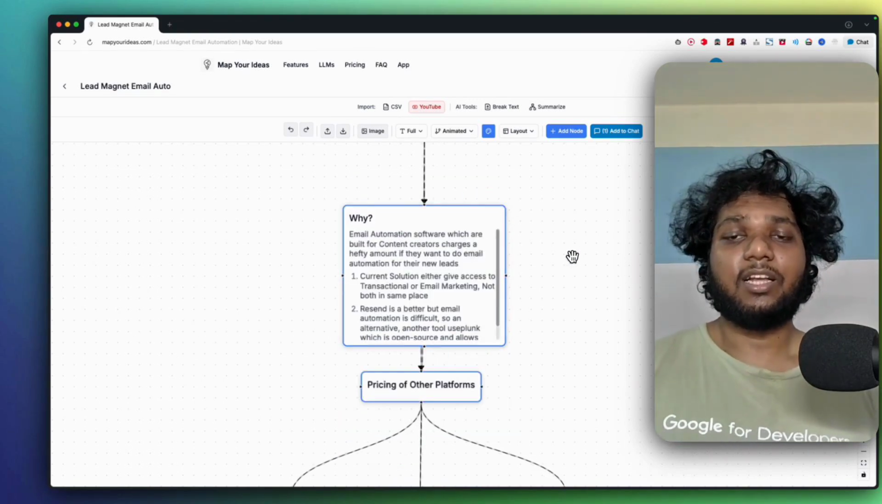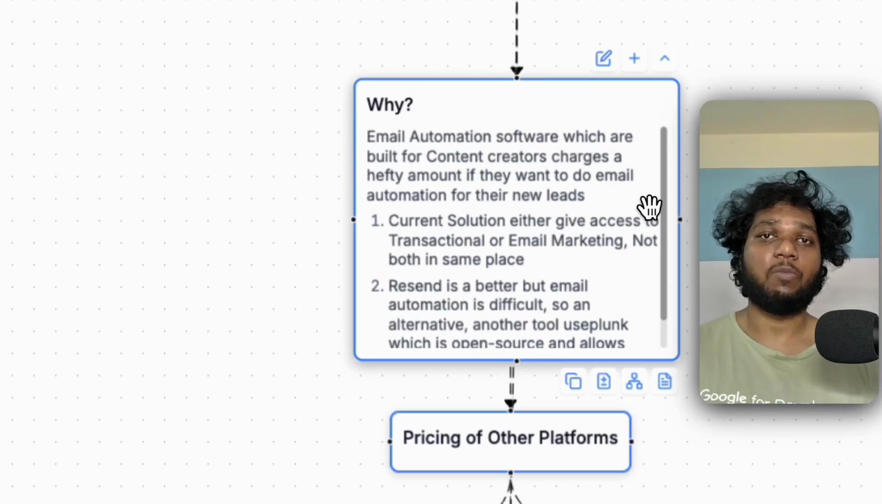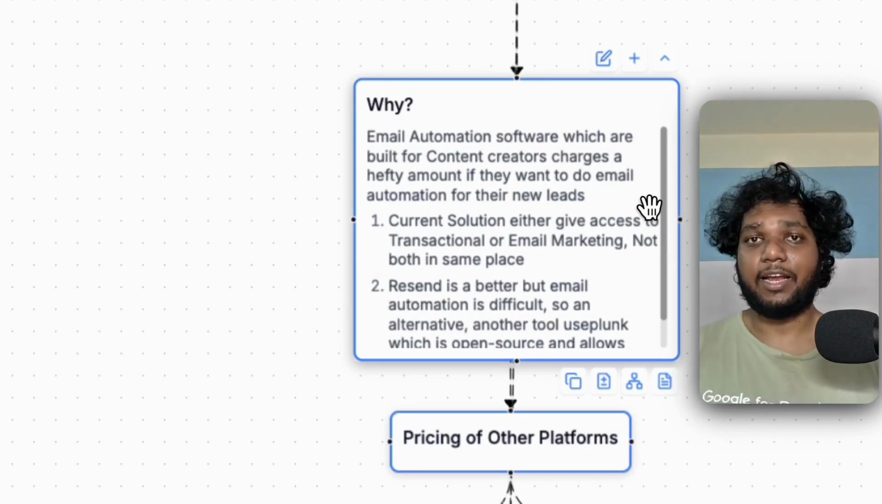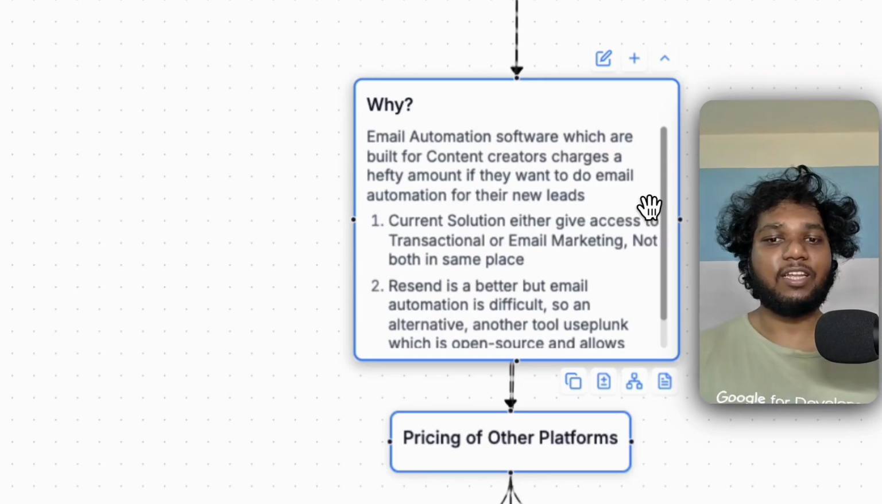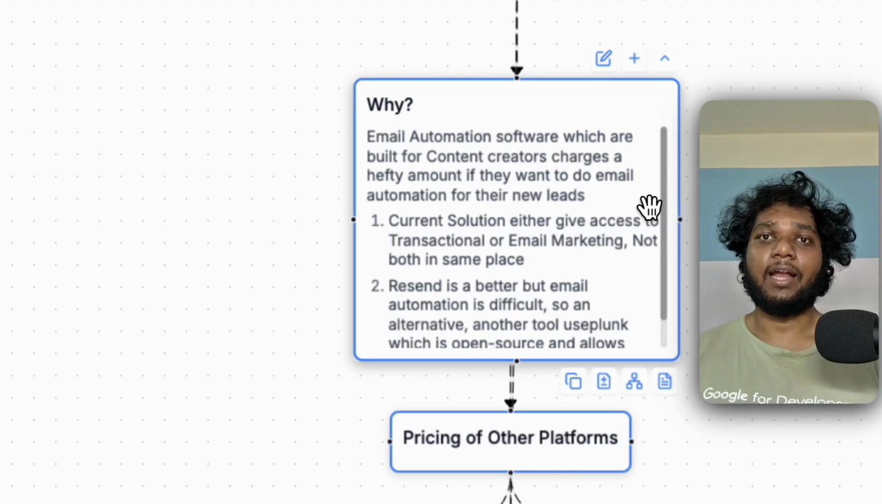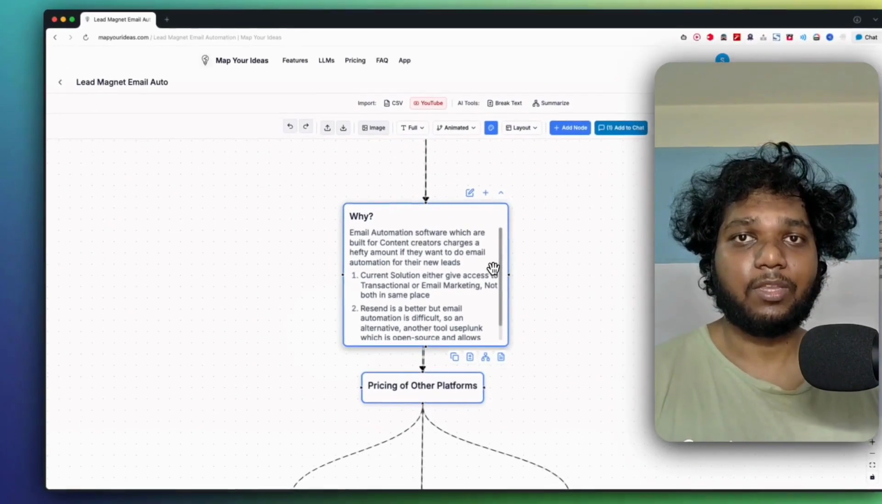The current solutions either give access to transactional email, like Zoho Mail or other mail services, but for marketing email you have to sign up with other vendors. You can argue that Resend API is there. The problem with Resend API is that it is costly, and if you want to build automation, you have to do it manually via API calls. In the platform, automation is not supported.